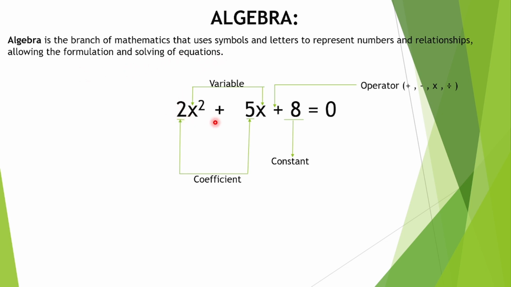So this is an algebraic equation: 2x squared plus 5x plus 8 equal to 0. In this equation, 2 and 5 are called coefficients. Similarly, x squared and x, this part of the equation, are called variables, while 8 is called a constant. This plus sign is called an operator, and other operators are subtraction or negative, multiplication and division.